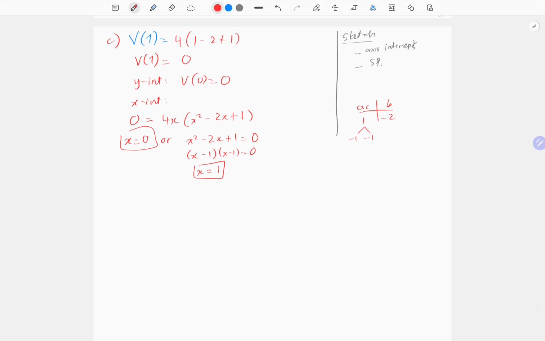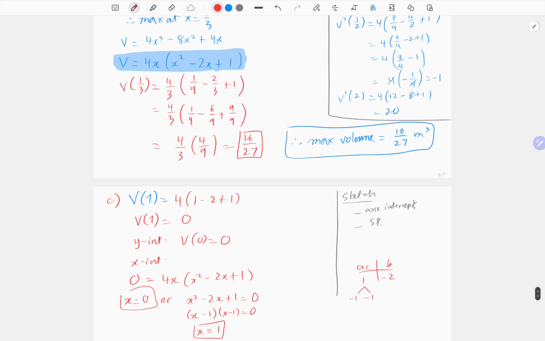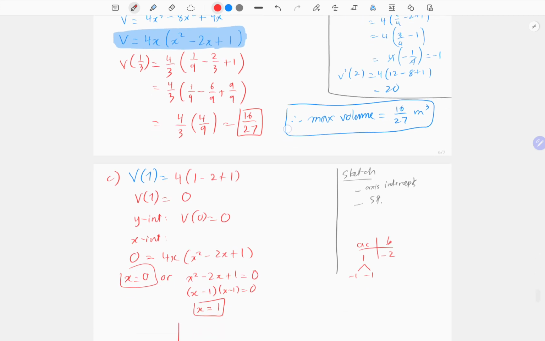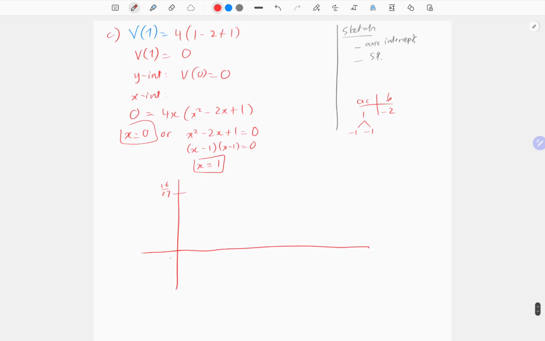What are the x values? 0, 1, and 1/3, which means the scale is very important. And also you need to think about what the y values are. 16 over 27, positive, and then 0. I'm just going to put that value in here, and 0 is here. And then we've got 0 and 1, and 1/3 is a third of the way through.